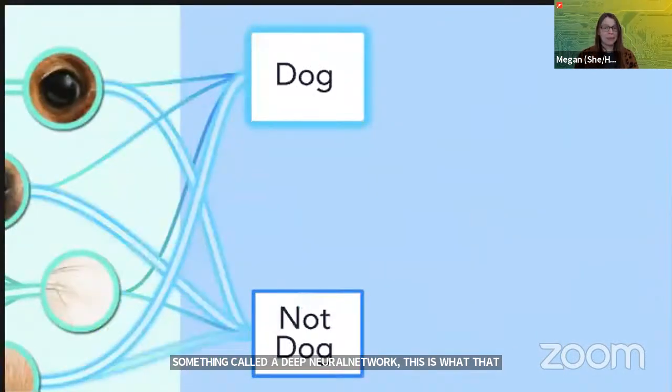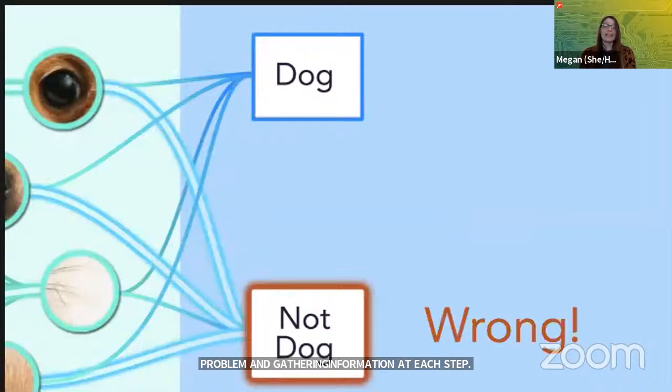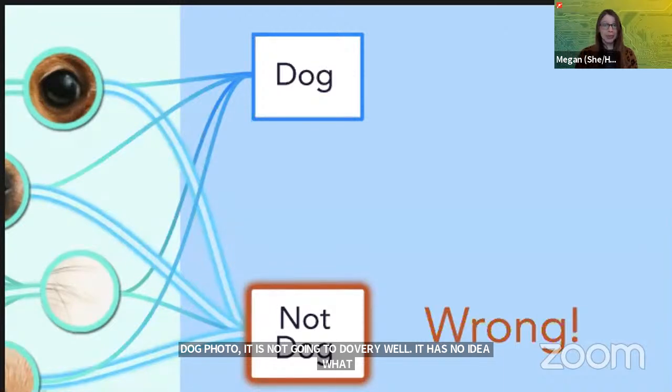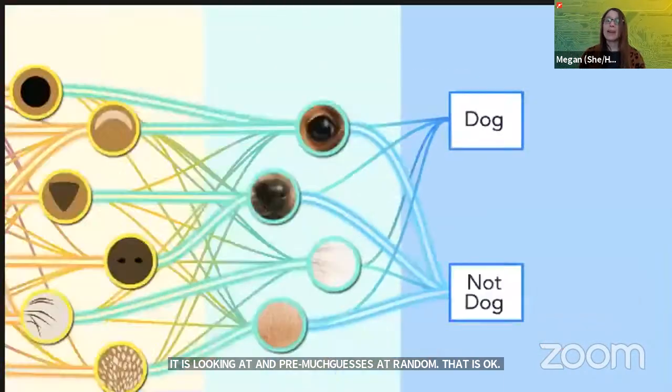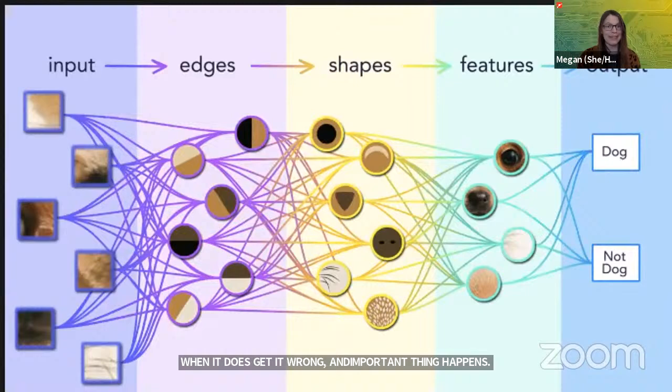All right, but here's the thing. The first time we point our brand new neural network at our dog photo, it's not going to do very well. In fact, it has no idea what it's looking at and pretty much guesses at random. But that's okay. Here's the exciting part. Since we have the answer, that is, we know that it's a dog, we know when the computer gets it wrong. And when it does get it wrong, then a very important thing happens. A wrong alert is sent backwards through the network, and all of the little decisions that added up to that wrong answer can be corrected for the next time around.